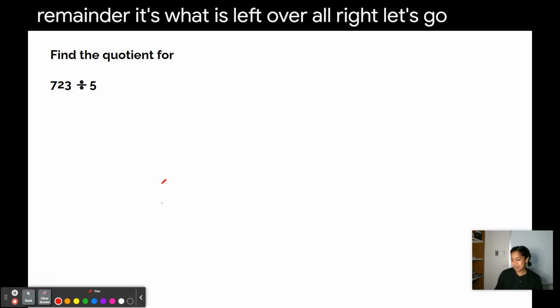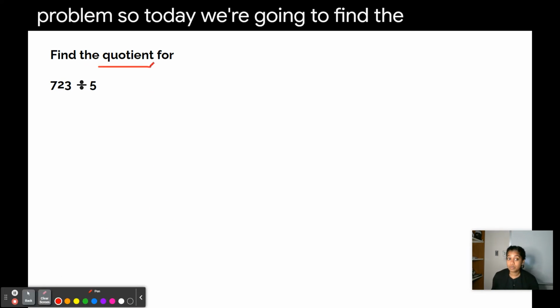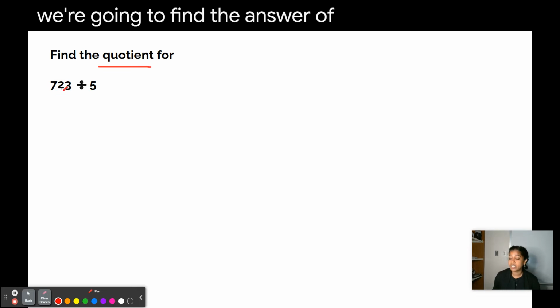All right, let's get into our problem. Today we're going to find the quotient. We're going to find the answer of 723 divided by 5. And we're going to use the box method.